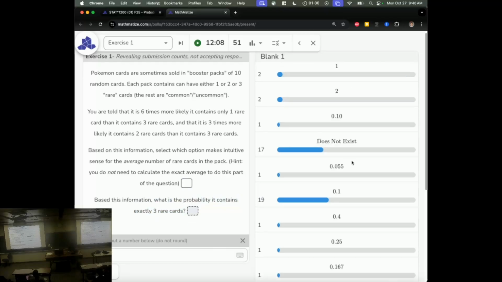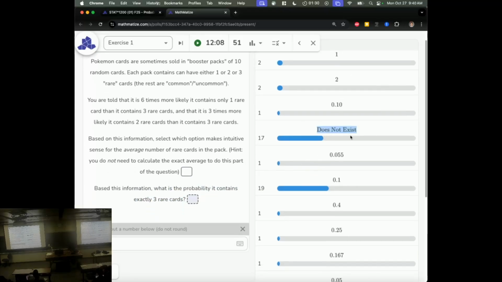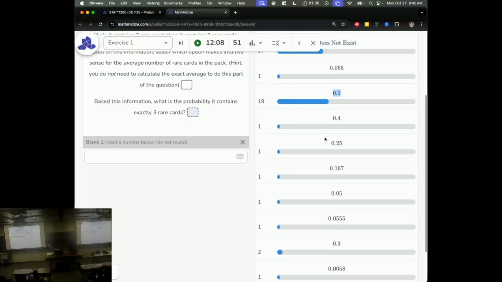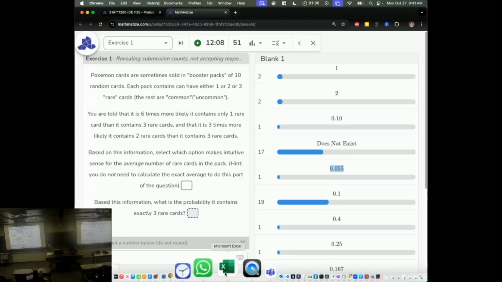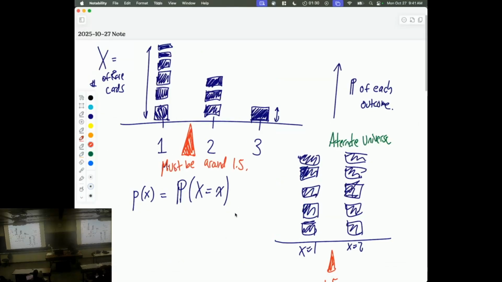And let's see what people said. Okay, lots of people have no idea how to do this. Some people said 0.1, lots of other possible answers. 0.055, that's interesting. What is that, like 1/11th or something? Maybe not. Okay, well, whatever it is. So lots of different answers. Let's take a look and see how we would do it.